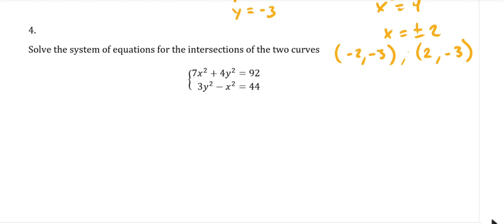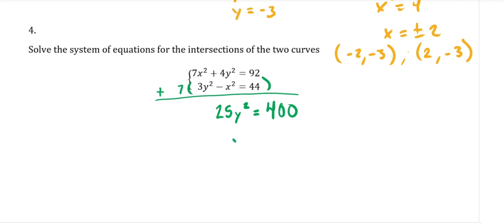Here we have another situation where we might consider elimination as a good method. If I, for example, take this equation, multiply it by 7, and add that to the top equation, then I'll be taking 21y squared and adding it to 4y squared to get 25y squared. I'd be adding 7 times 44 to 92, which would give me 400. And 7x plus negative 7x would cancel. Now this equation can be easily solved for y, but what we're going to have to do is plug each one of these back into one of the equations here and solve for x.